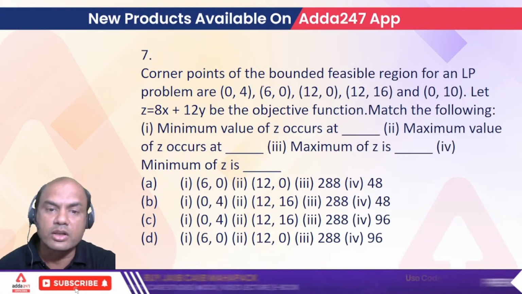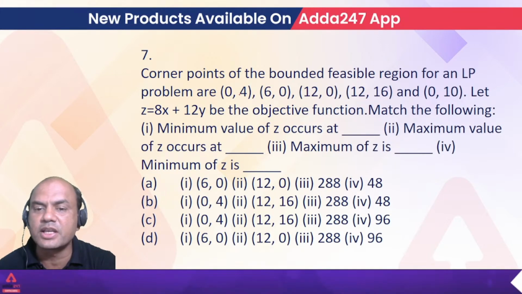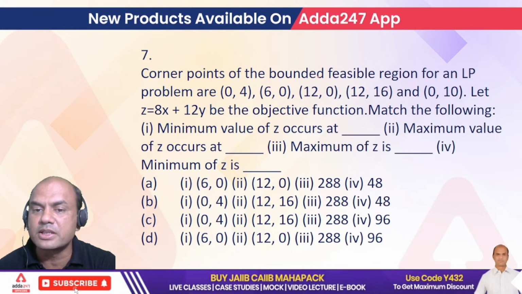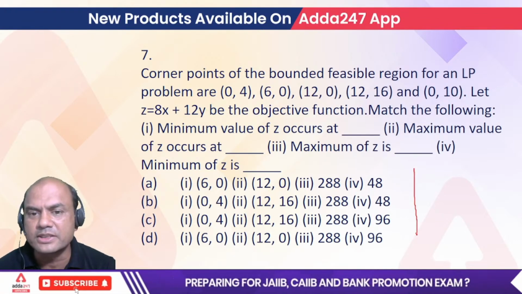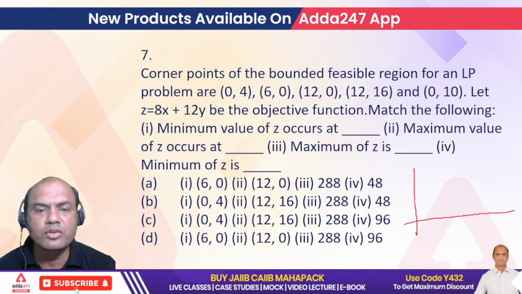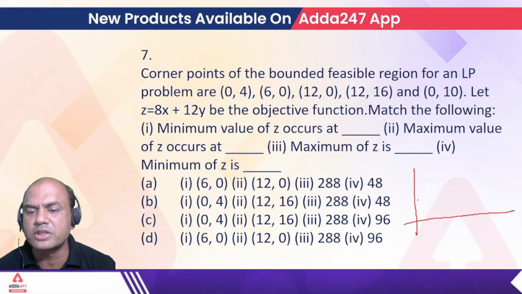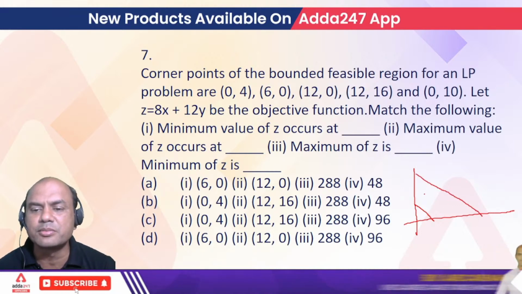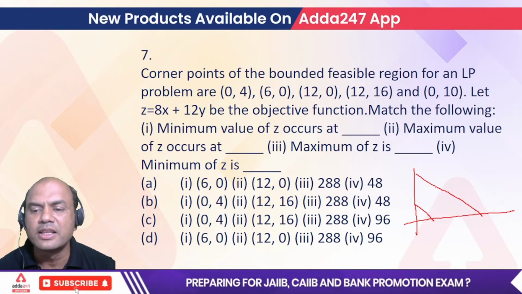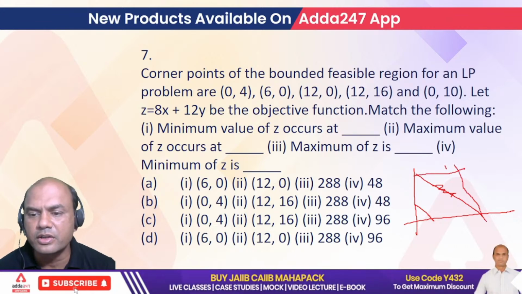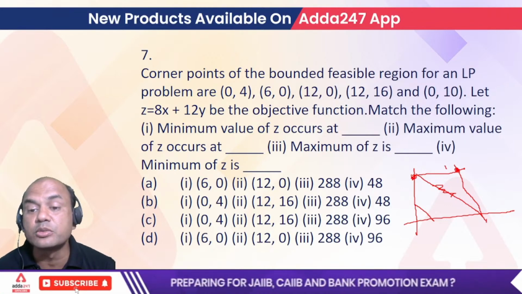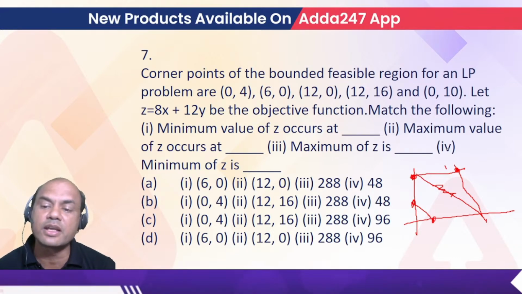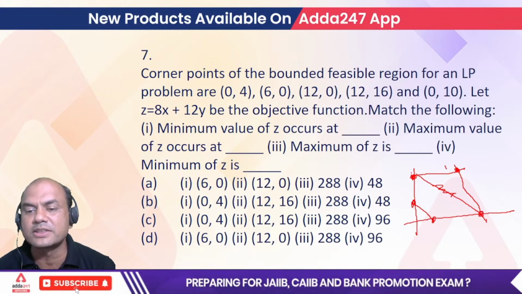Next, corner points of a bounded feasible region of an LPP. Here 5 points are given: (0,4), (6,0), (12,0), (12,6) and (0,10). These are the 5 points given and these are the corners of this feasible region. Let's say this is the feasible region. It won't be the correct way of showing because (0,0) can't be there, since (0,0) is not a point of the region. So it will be like this somewhere. I'm trying it simply: 1, 2, 3, 4 and a fifth point. These are the corner points. I'm not saying this is the correct one, I'm just showing you an example, and this part is the feasible region.